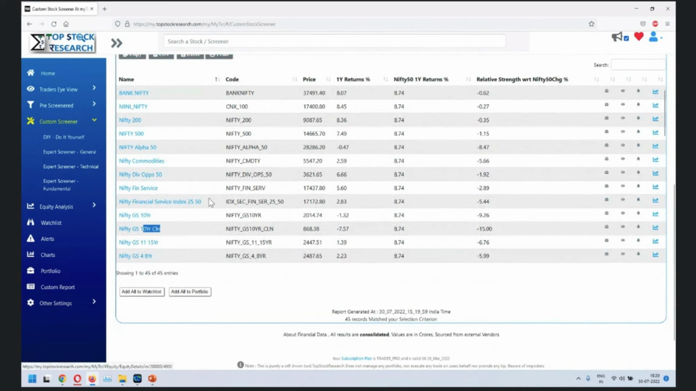Okay, these are growth index. So let's look at some of these things. Bank Nifty is not performing as good as Nifty, right? Then Nifty Alpha is not performing as good as Nifty, right? In the last 1 year, FinService is not performing as good as that, right?